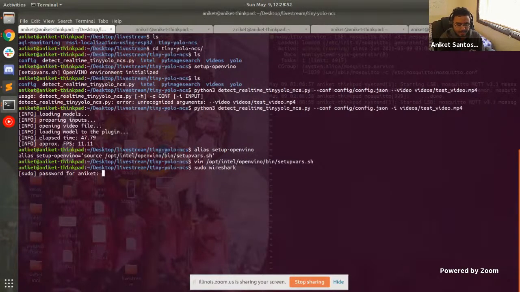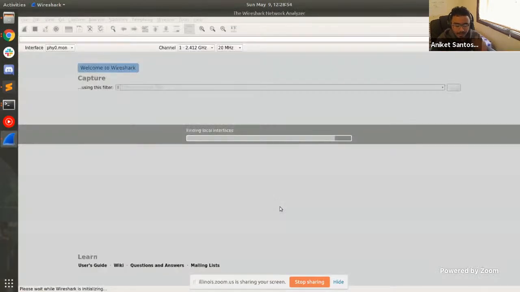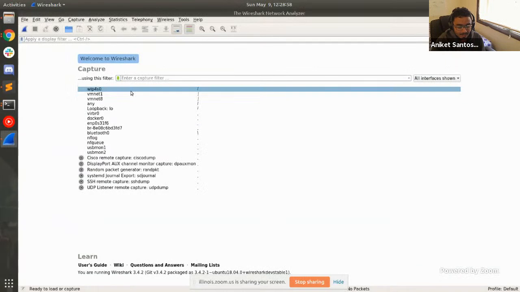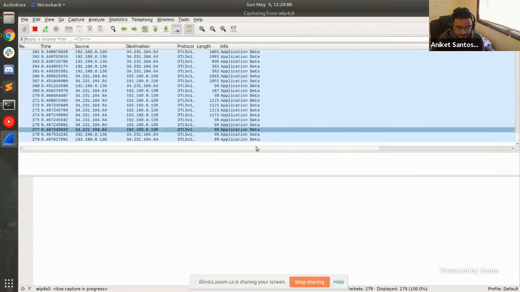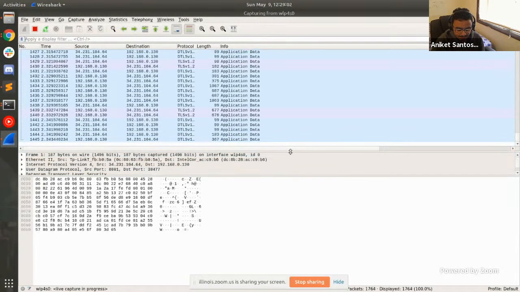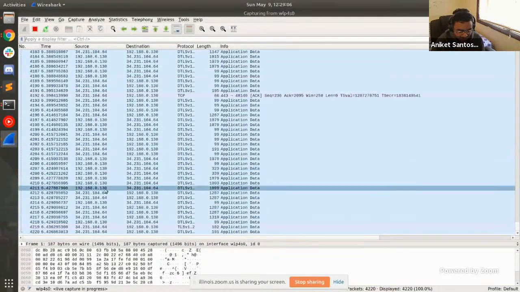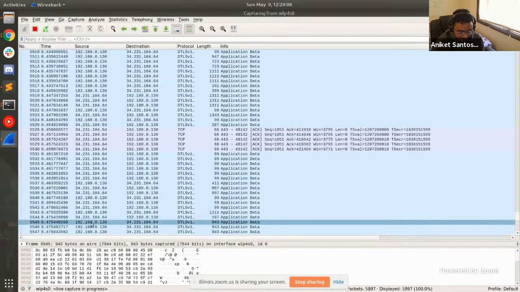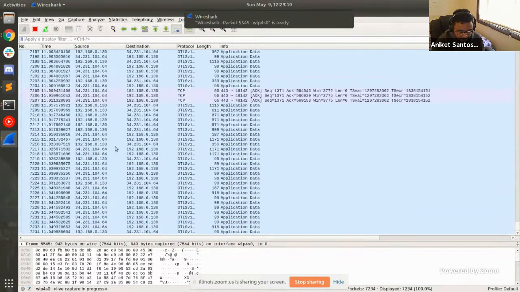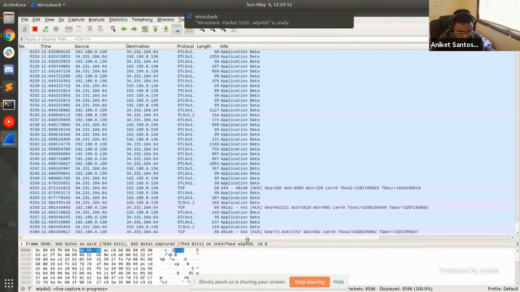Wireshark is a utility to debug networks, but it can also be used to snoop on what is happening at your home at any point in time. Here you can see these are the network packets at my home right now, and this is the IP address I have. If I open this particular packet, let's see.